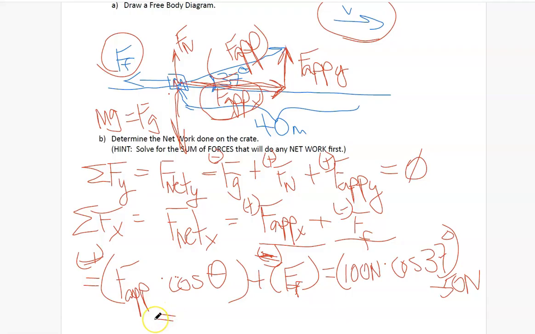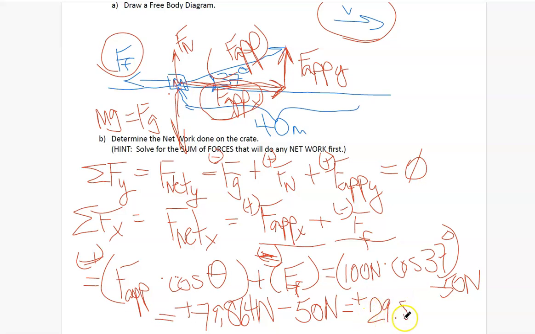What does that equal? Well, when we plug in the 37 degrees, take the cosine and multiply it by 100 newtons, we get positive 79.864 newtons. And then we subtract the friction force, which is essentially fighting against it, and we get positive 29.864 newtons. This is our net force.